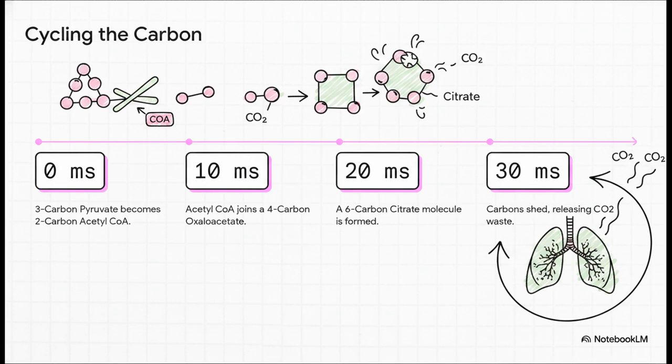The Krebs cycle is essentially a giant carbon shuffling machine. In a prep step, our 3-carbon pyruvate gets snipped down into a 2-carbon molecule called acetyl-CoA, which releases a carbon as CO2.